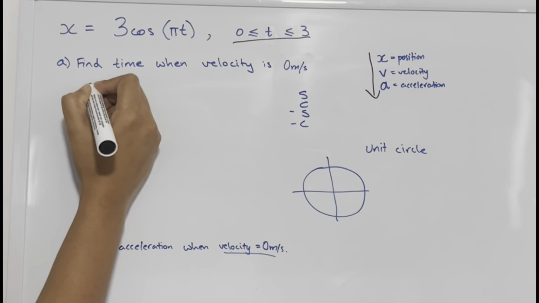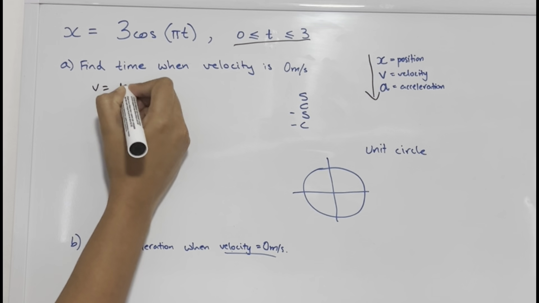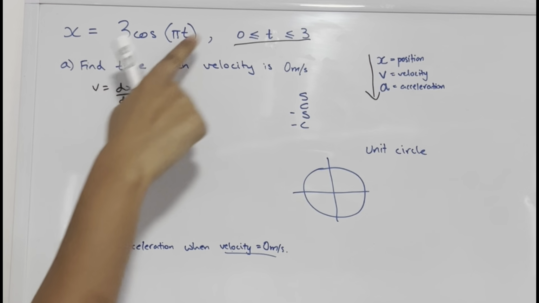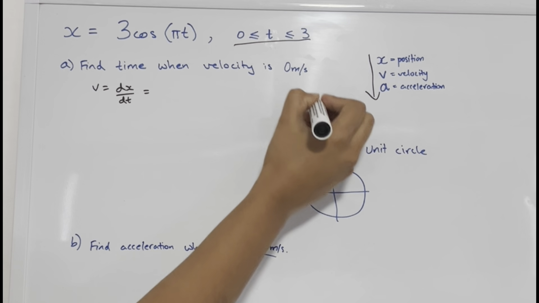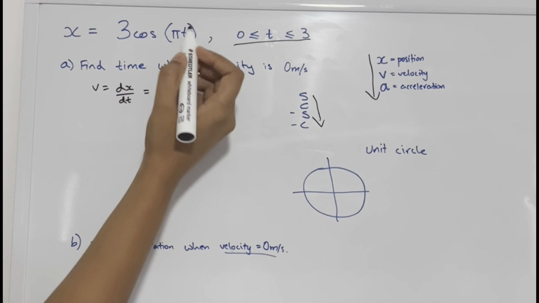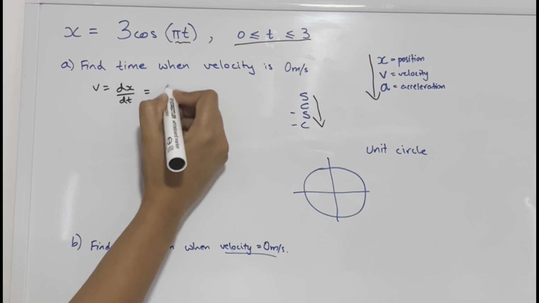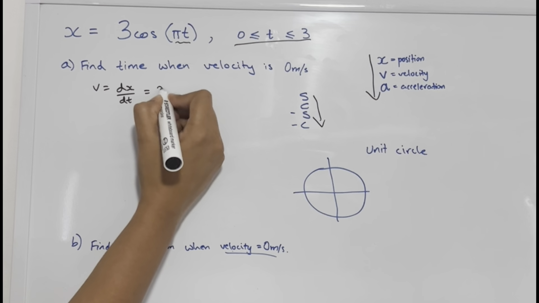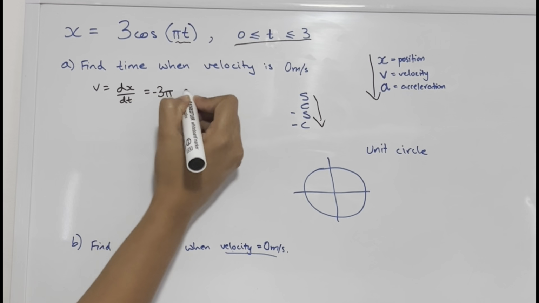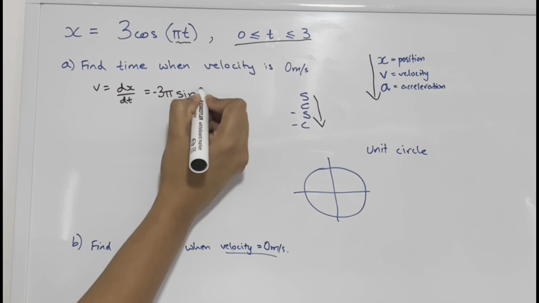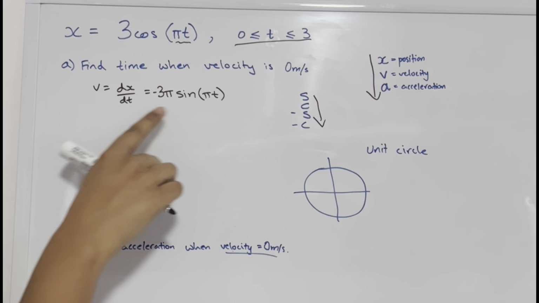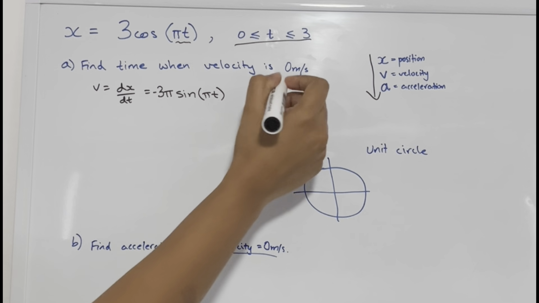So let's do that. Velocity is going to be dx on dt. So differentiating that, when we differentiate, we go downwards. So cos will differentiate to negative sine. And so we differentiate this bracket, which is pi. So we do 3 pi times negative sine. So I'm going to put the negative sign here. Pi t.